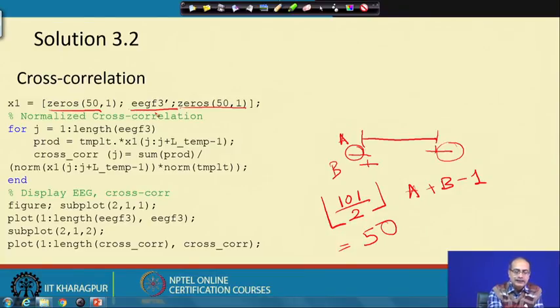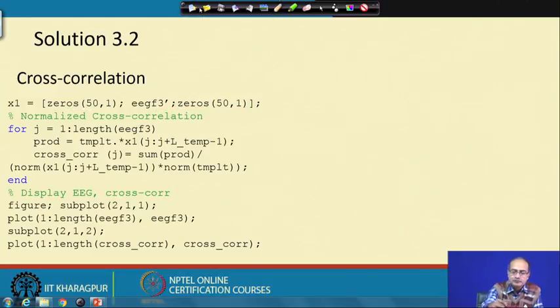And here F3 was a row vector. So, to make it a column vector, we have used the transpose operation. Please look at that, it has become a column vector. That is a minor thing, but these things are very important to write the code properly.